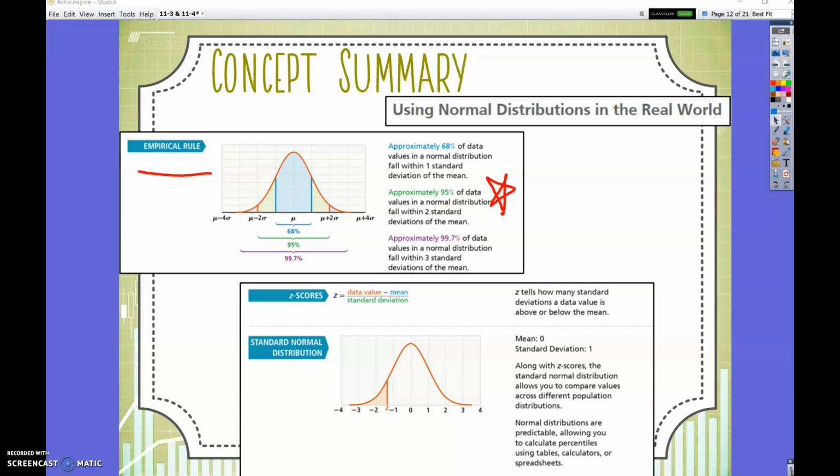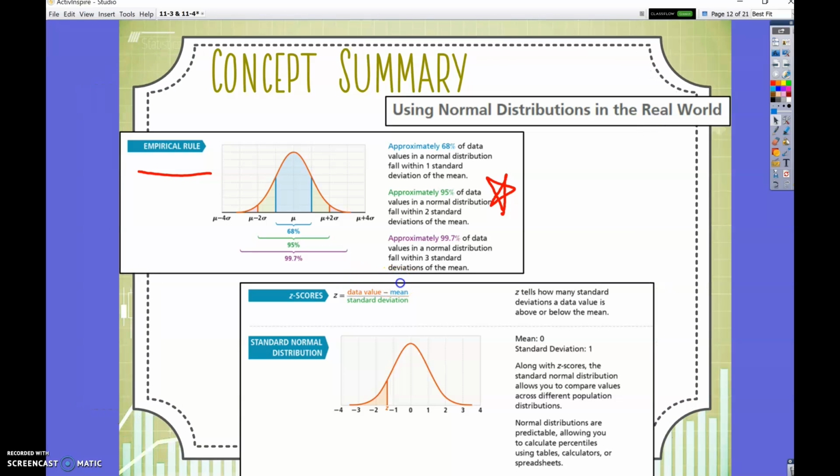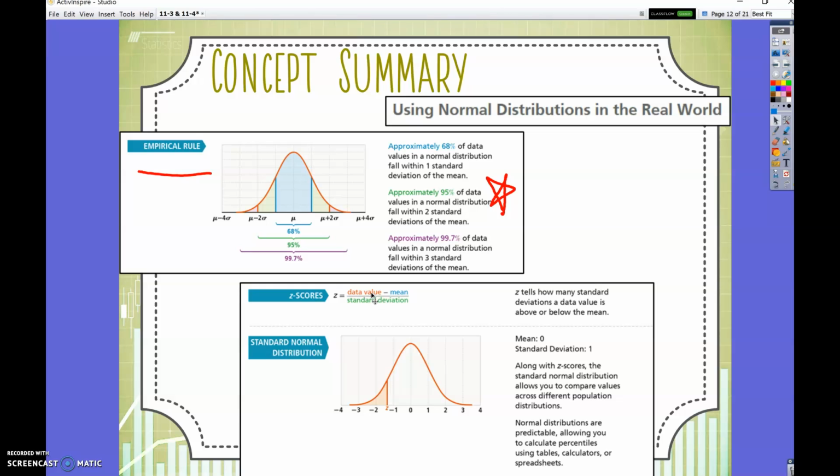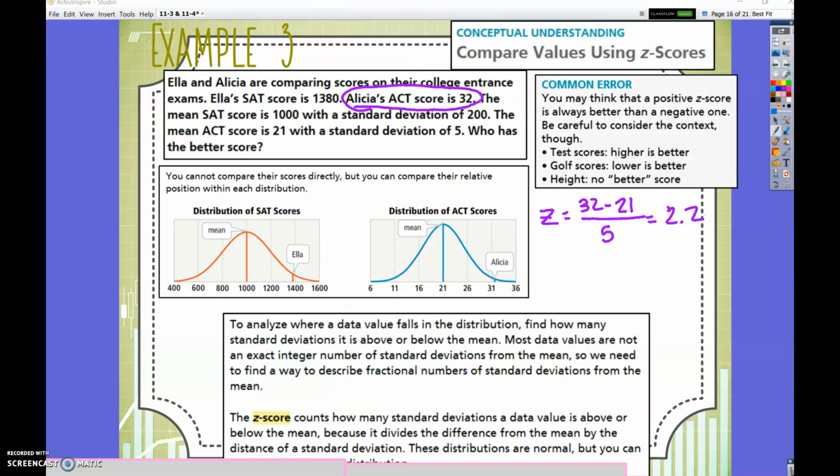So we need to look at this z-scores information from your concept summary. Okay, so it said you want to take your actual data value, like what score you got or what height you are, subtract the average, and divide by your standard deviation. This will give you how many standard deviations you are from the mean. So Alicia took the ACT, and we're going to use this normal curve. You follow the formula. Her score, take away the average, divided by the standard deviation gives her a z-score of 2.2. That means she's 2.2 standard deviations above average.